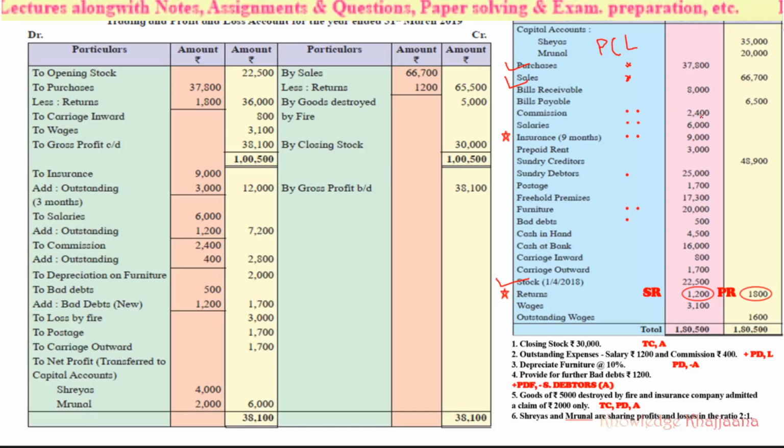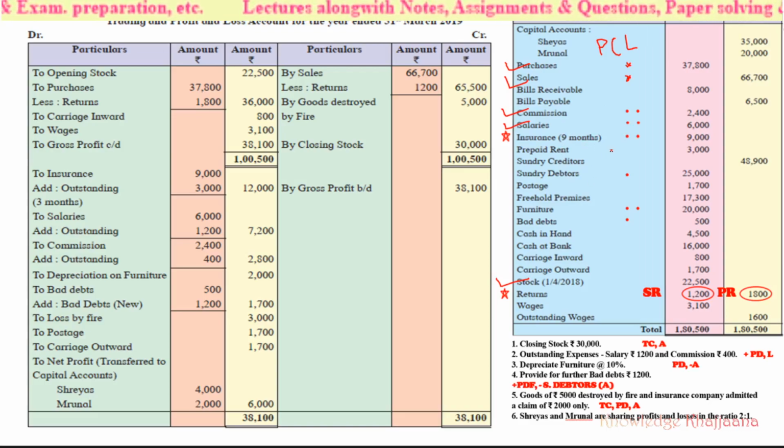Commission paid rupees 2,400. We have paid the commission of rupees 2,400, on the inner side because there are adjustments. Salaries paid rupees 6,000, inner side of the trading and profit and loss account. Okay, then insurance of 9 months has been paid. You are required to prepare one working note for this.